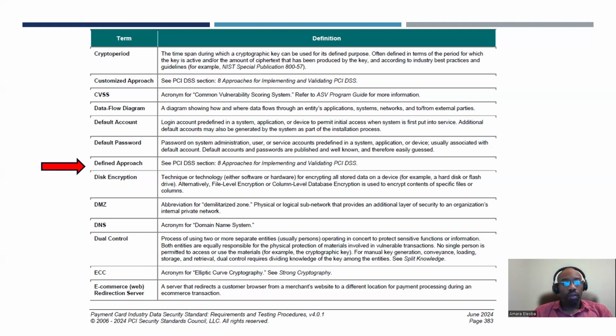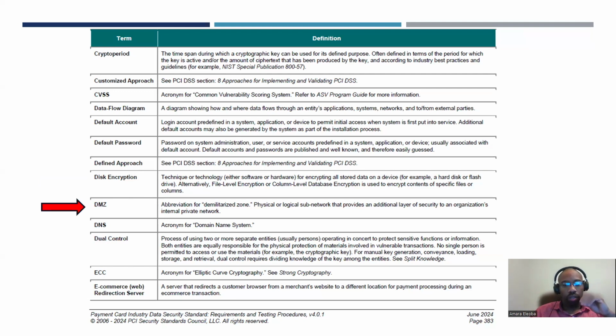All right. So what is a defined approach? We'll discuss that now. Disk encryption is just a technology or a technique for encrypting all stored data on a device. That can be on a flash drive, it can be on a hard disk, okay? Now, within PCI, there are two things we need to know. We have what we call file level encryption, and we also have column level encryption, okay? That will determine how you will perform your assessment, because that's file level, and that's also a field level as well.